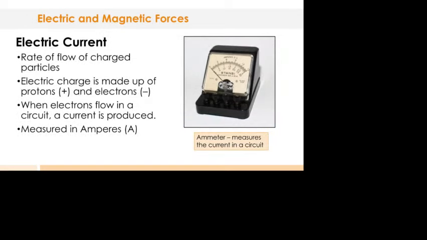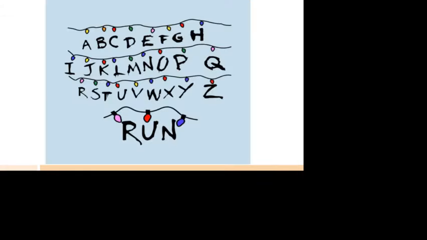When electric charges start moving, though, you get electric current. So current is the rate of flow of charged particles. But remember that the only particles that can actually flow are the electrons. So when electrons flow through a circuit, it produces a current which we can then measure in amperes. And once you have current, you can do all kinds of cool things. You can run fans, you can buzz buzzers, you can run alarm clocks, or you can send secret messages from the upside down.